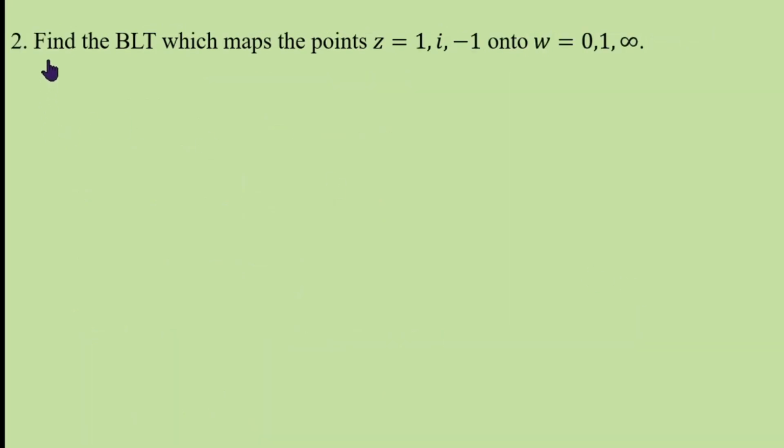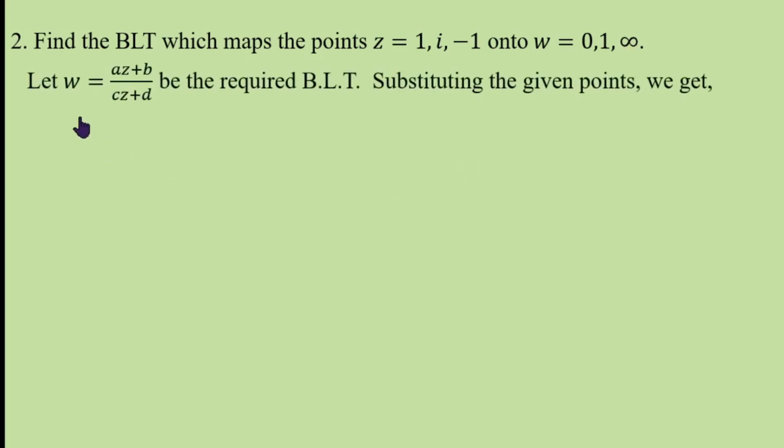One more example. Find the bilinear transformation which maps the points Z equal to 1, i, -1 onto W equal to 0, 1, infinity. When W is 0, Z is 1. When W is 1, Z is i. When W is infinity, Z is -1. By the first method, that means the direct method, assume that W equal to (AZ + B) by (CZ + D) be the required bilinear transformation.